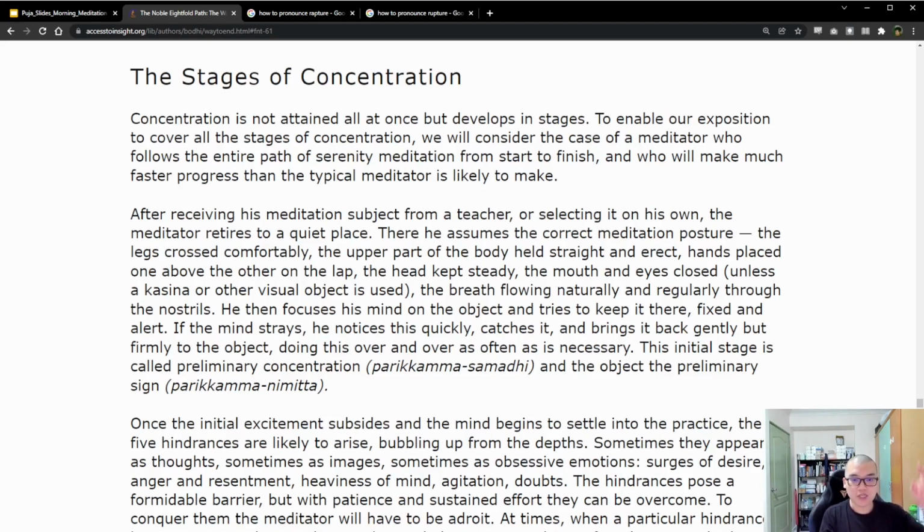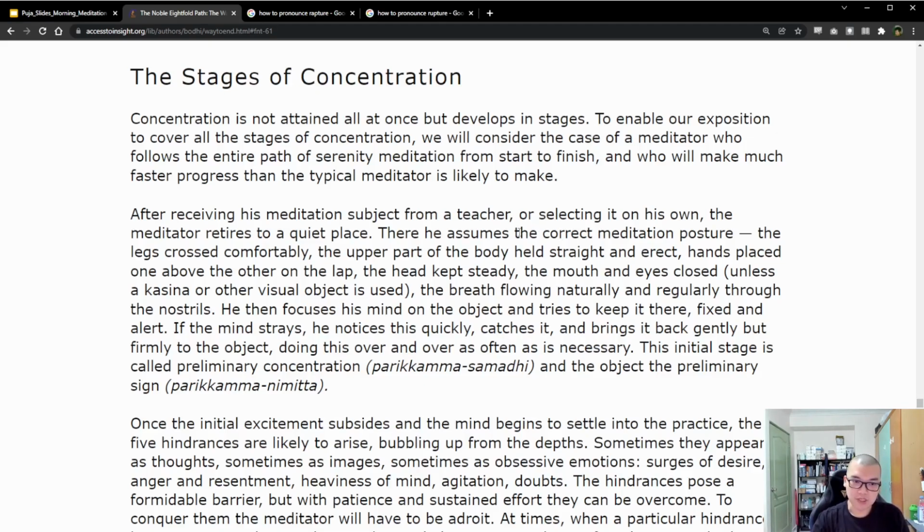The breath flowing naturally and regularly through the nostrils, he then focuses his mind on the object and tries to keep it there, fixed and alert. If the mind strays, he notices this quickly, catches it, and brings it back gently but firmly to the object, doing this over and over as often as is necessary. This initial stage is called preliminary concentration, parikamma samadhi, and the object, the preliminary sign, parikamma nimitta.